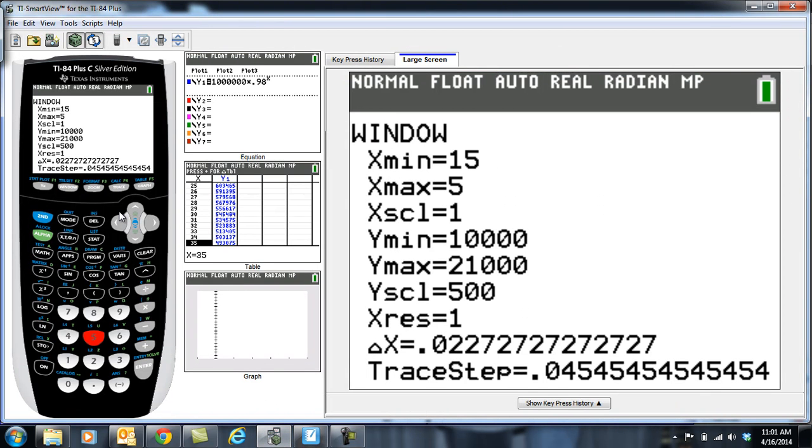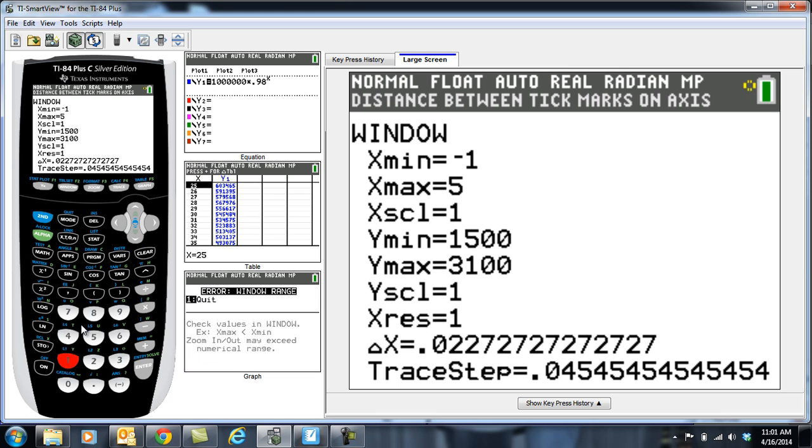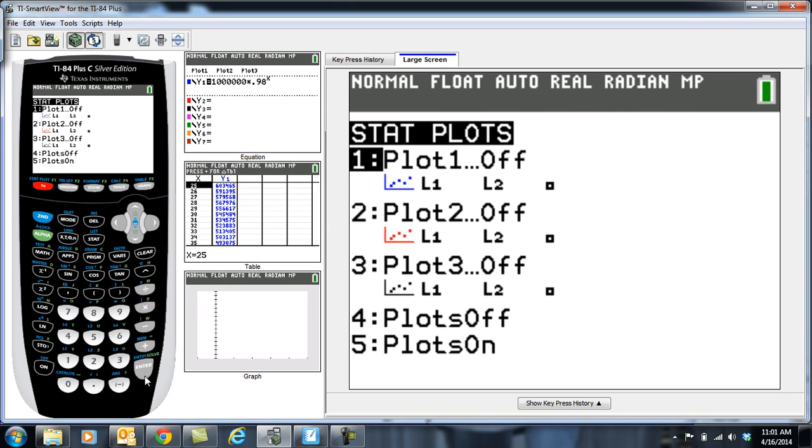So my Y minimum, sorry, not my X minimum, my Y minimum. So go down here to Y minimum. We're going to make that 1,500, and then my Y maximum needs to be about 3,100. And we'll have my scale be hundreds this time to make everything fit. And we're going to go to second Y equals so we can do the stat plot.